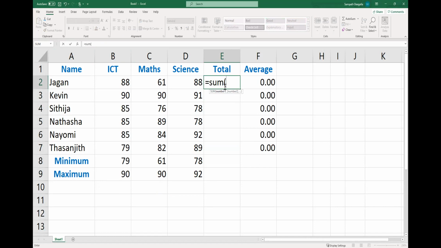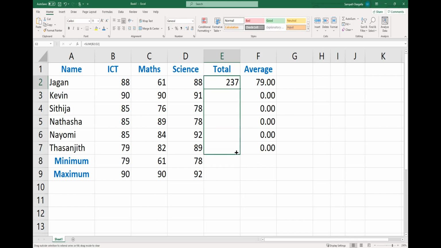We can say, okay, it goes from B2 to D2. This is to say, find me the sum of the cells B2 to D2. So if you press enter, you will get the same. And then you can simply drag. This is using functions.